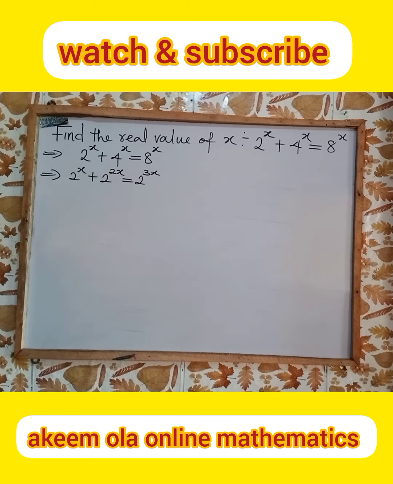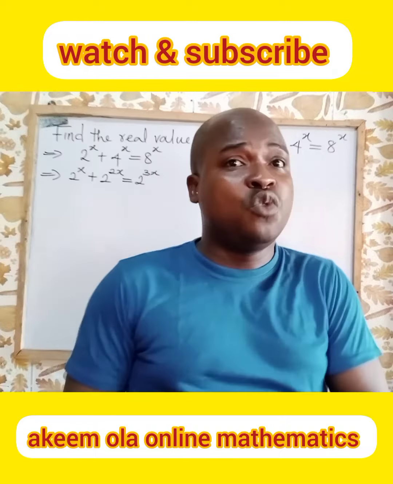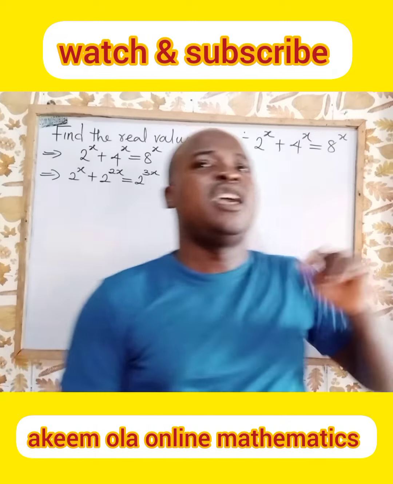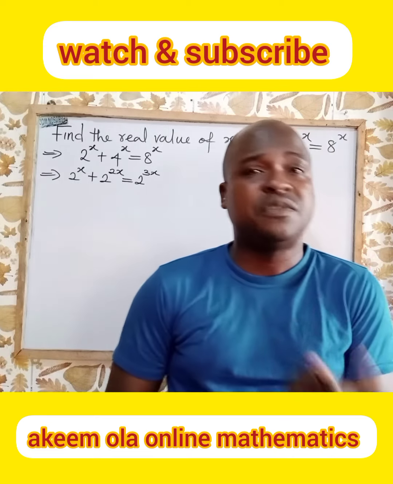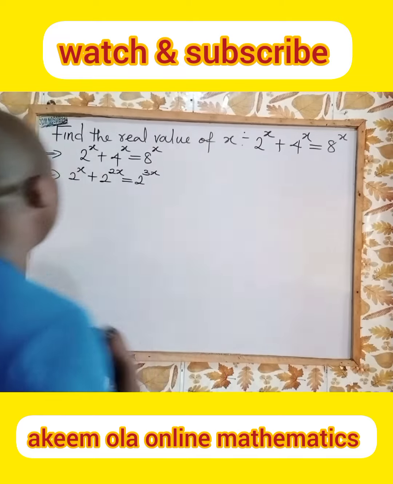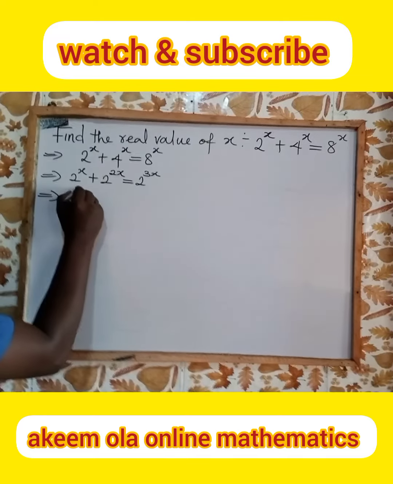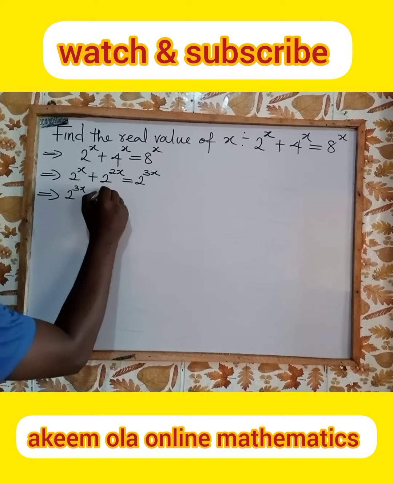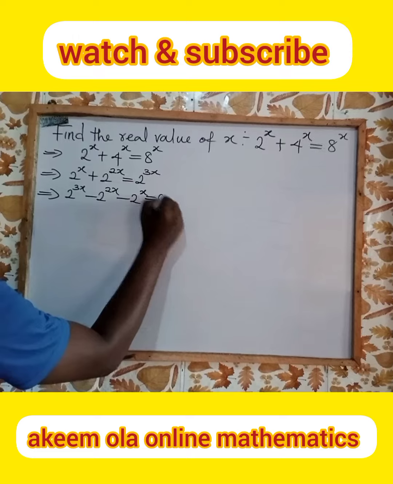So from here, we can move everything to the other side. Don't forget, anyone that crosses to the other side, the sign must change. If it is positive, it will become negative, and if it is negative, it will become positive. That means we are going to have 2 raised to power 3x minus 2 raised to power 2x minus 2 raised to power x is equal to 0.